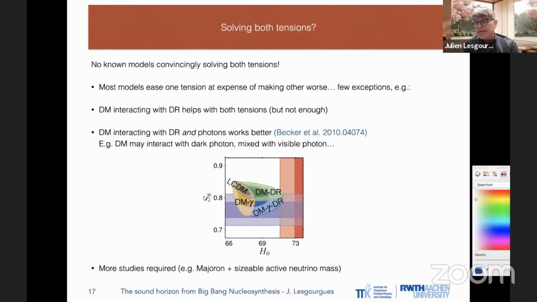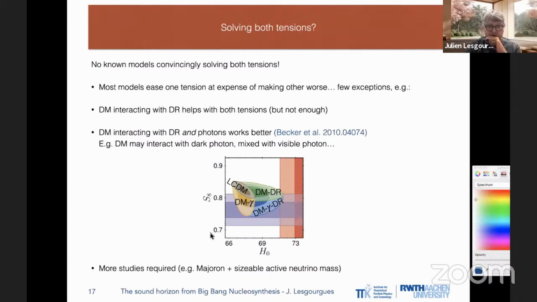I'm aware of a few exceptions, although they don't solve the tensions completely, but I can mention them also because they can be connected to dark matter model building and dark sectors. So if dark matter interacts with dark radiation, I told you previously that it cannot solve the Hubble tension very well, it can only ease it. But at least it goes in the right direction of increasing H0 and decreasing S8.